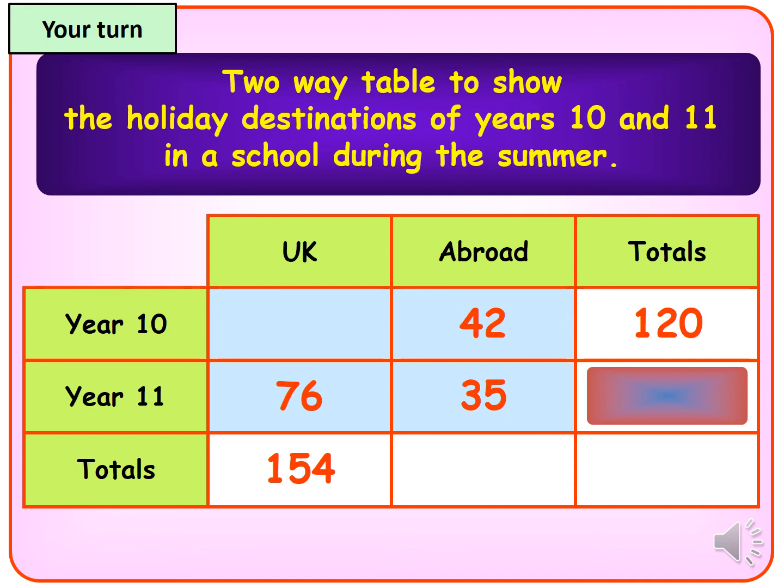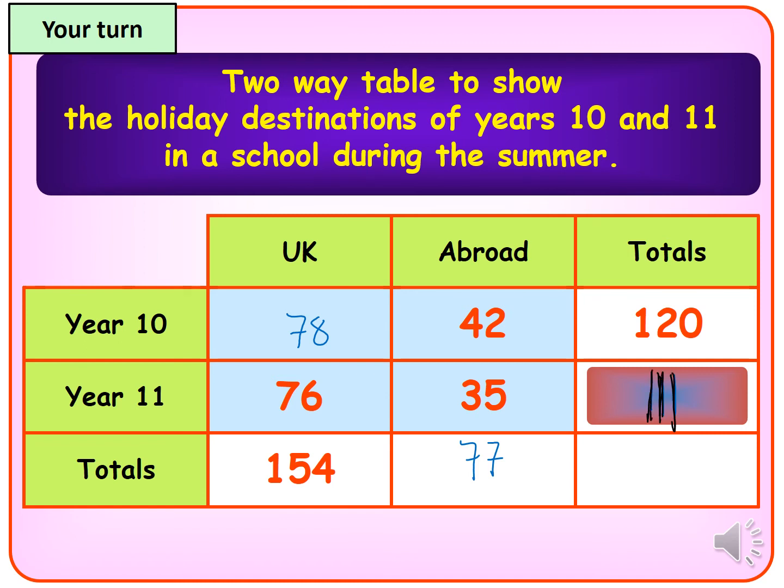Okay, welcome back. So we have 78 year 10s in the UK, in the holiday destinations in the UK during summer. Abroad, in total we have 42 and 35, that will give us 77. Year 11s in total will be 76 plus 35, and that'll give us 111.